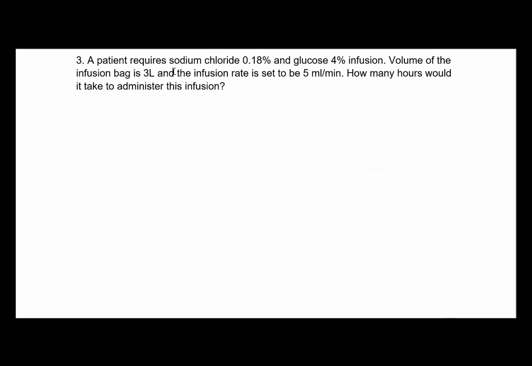A patient requires sodium chloride 0.18 and glucose 4% infusion. It's given as one single infusion. The volume of the infusion bag is 3 liters, and the infusion rate is 5 mils per minute.